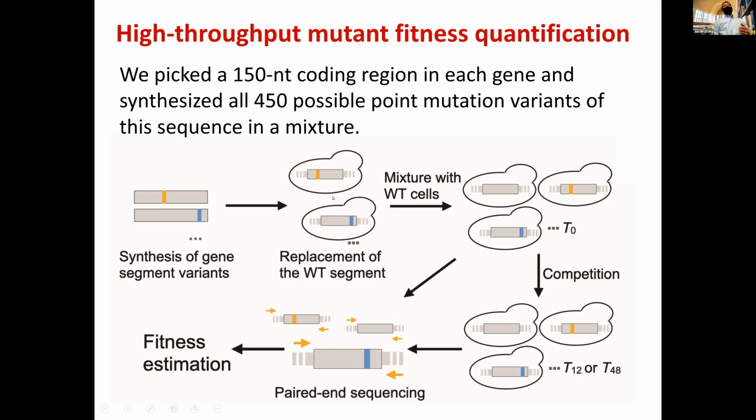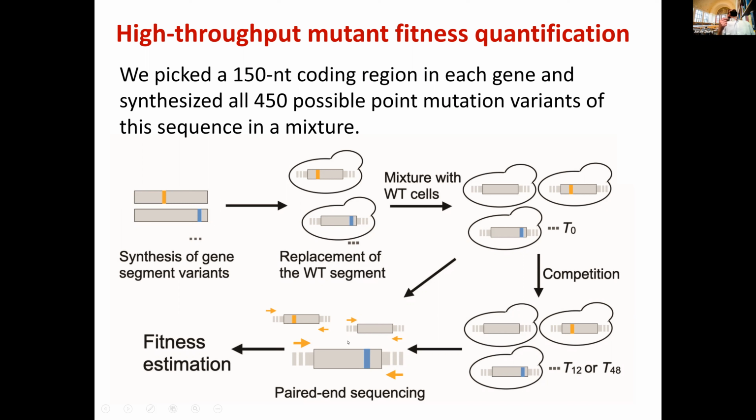Then we would add in the mixture the wild type. So this is a library of theoretically 451 genotypes. And we compete them all in the same test tube for 48 hours, and we get this new population. From each population, we would amplify this segment and then sequence it by Illumina.